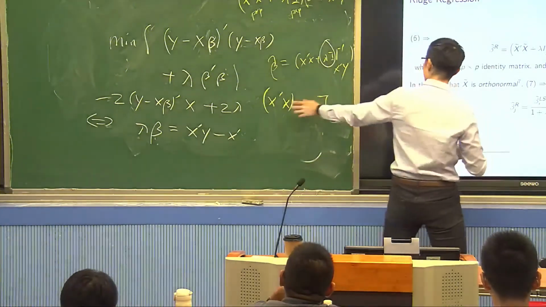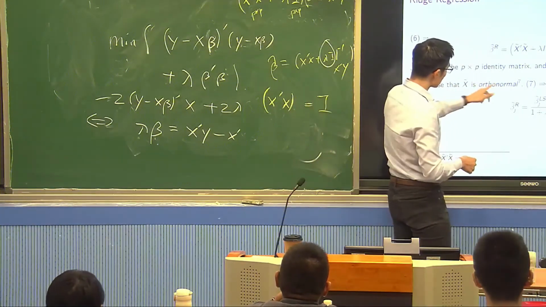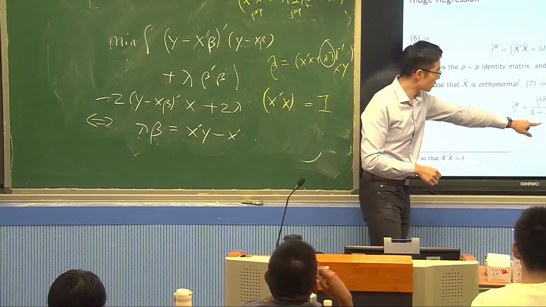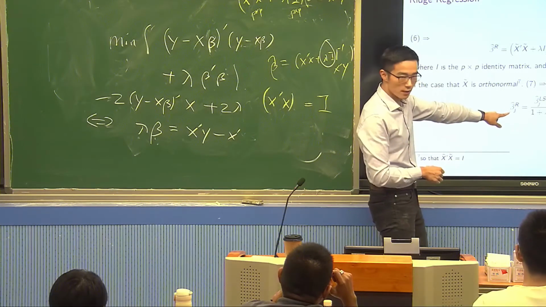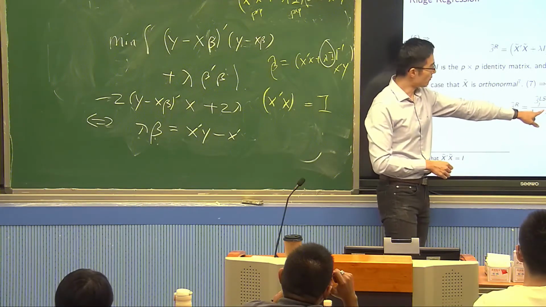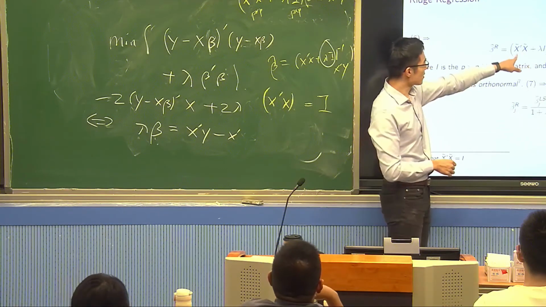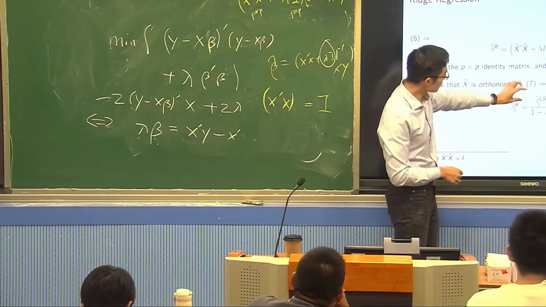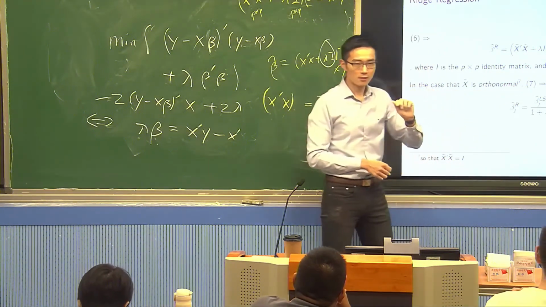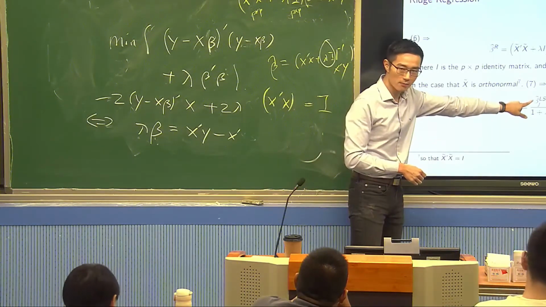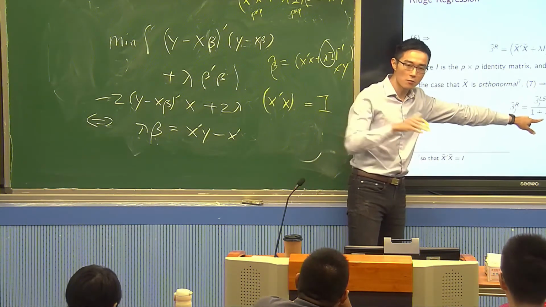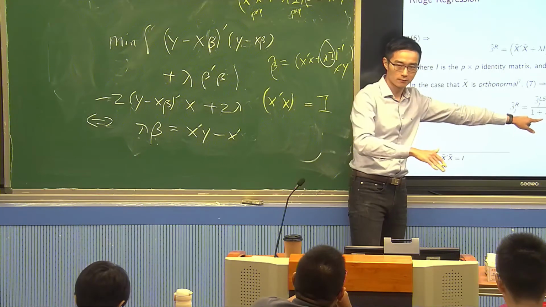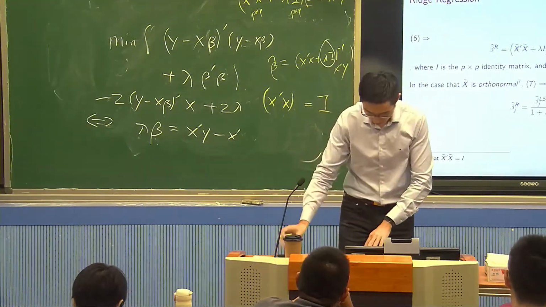But if X prime X is equal to the identity matrix, if X is orthonormal, then this has an even simpler way of writing: the ridge regression result is simply the OLS result divided by 1 plus lambda. It's very easy, right? You can see that. So this becomes the identity matrix, so it's 1 plus lambda. So we essentially have the OLS divided by 1 plus lambda. As you can see, we're shrinking the OLS estimate toward 0, and how much we shrink is the size of lambda. The larger the lambda, the more we're shrinking towards 0. So that's the ridge regression result.